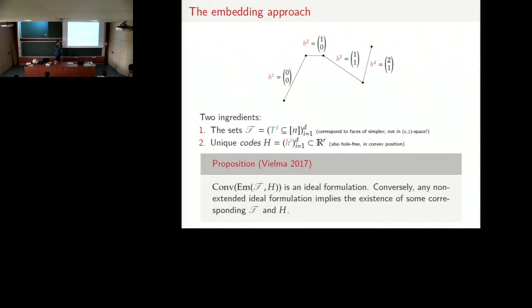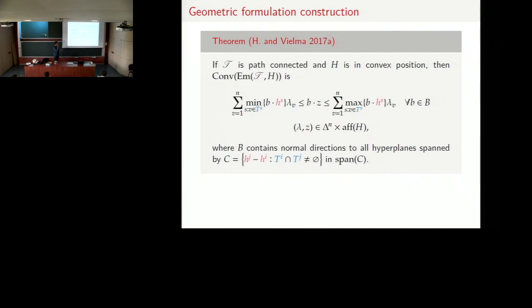And the reason that we would care about this is because if you can build the convex hull for this embedding object, you can immediately get an ideal formulation. Okay? So this is a geometric way to think about building strong formulations. So how do we get that convex hull? One way to do it is to use this characterization here. So this is in terms of spanning hyperplanes, right?